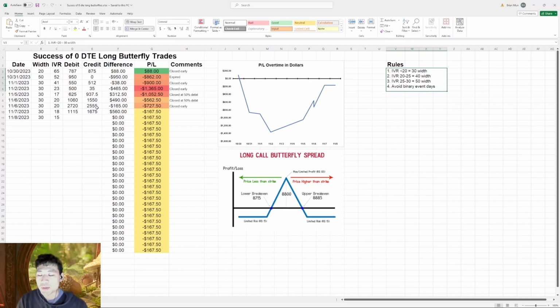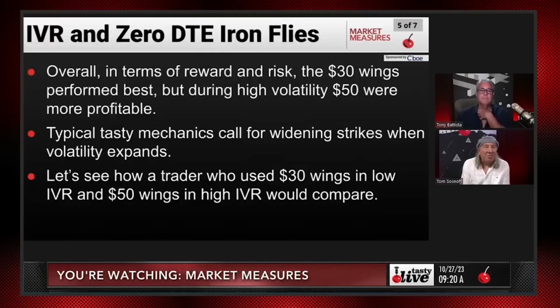But who knows, maybe I might find something interesting in the sense of closing at 50% of the credit versus letting it expire, or do my 30 wide spreads make more money than my 50 wide spreads, and so on. So that brings us to overall, in terms of risk and reward, the $30 wings perform best.